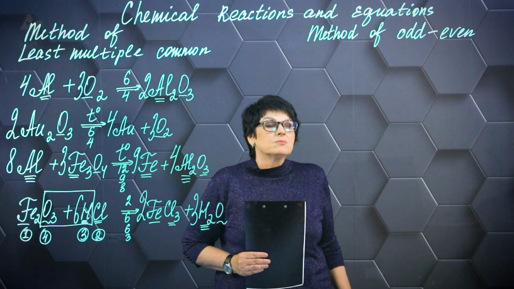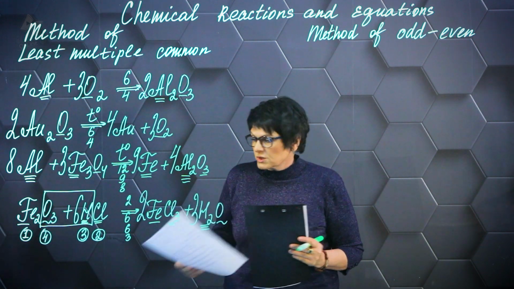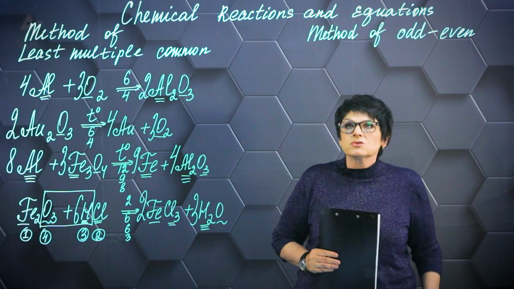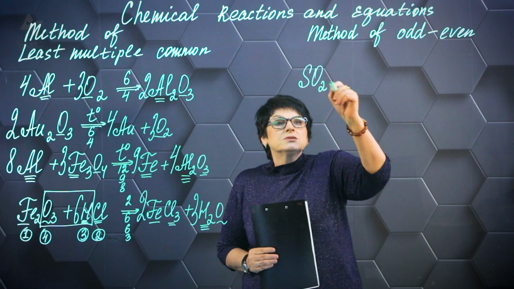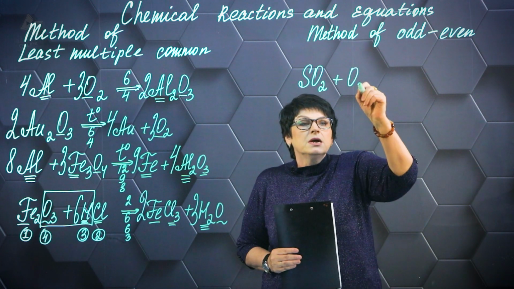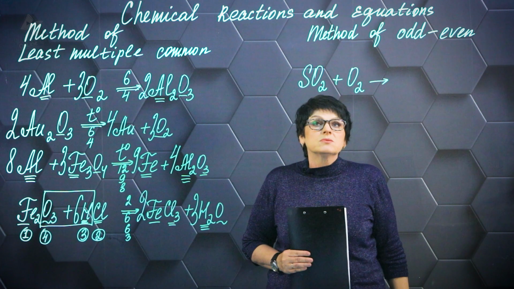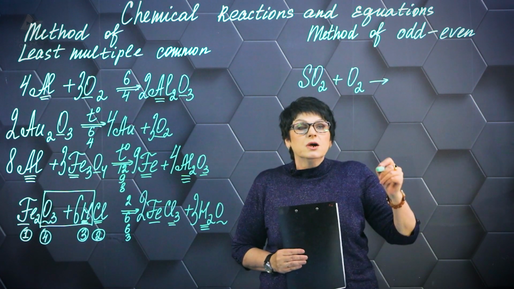Well, now what is this even-odd method? What type of method is this for equalizing, and in what scenario will it work? Allow me to provide you with the following example. Let's consider the interaction between sulfur oxide and oxygen. This reaction is very important because it is used as the second step in making sulfuric acid.